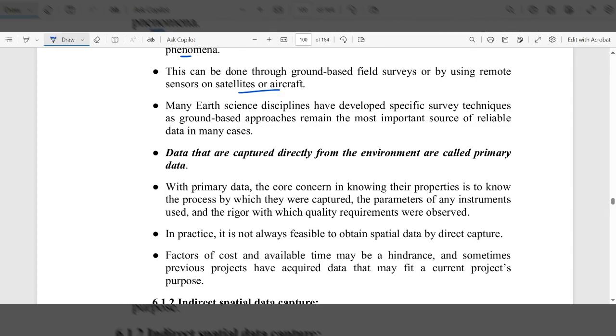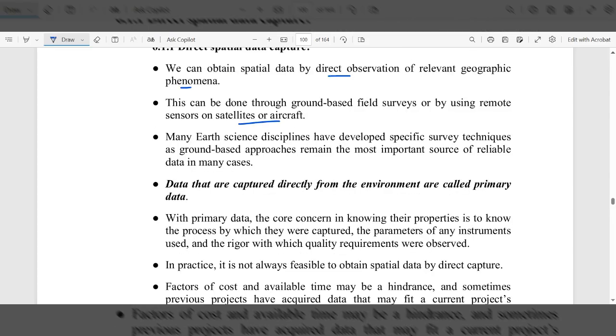So this is a direct method. You directly communicate with that source points and you start collecting the data. It's a primary source of it.